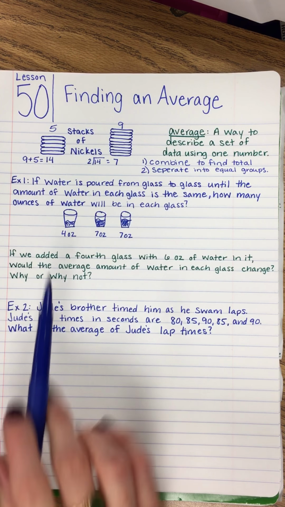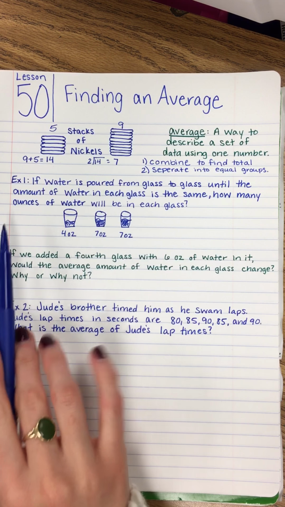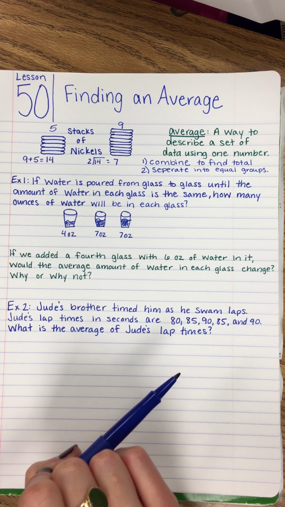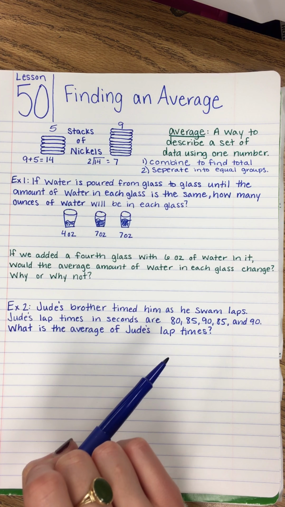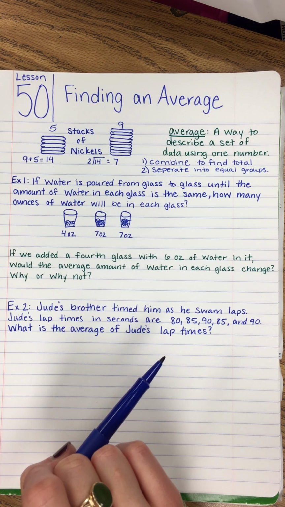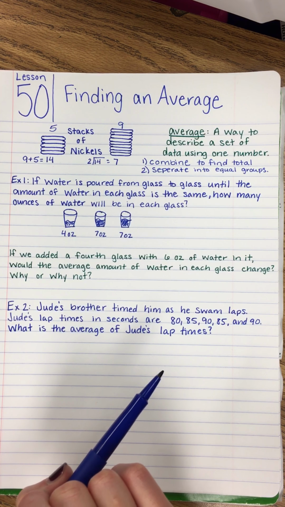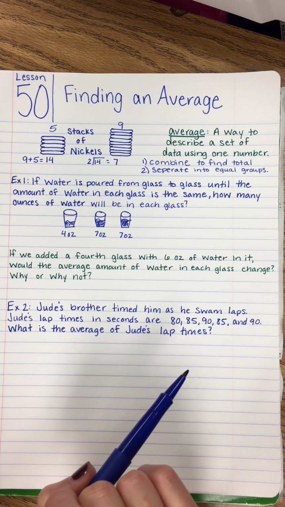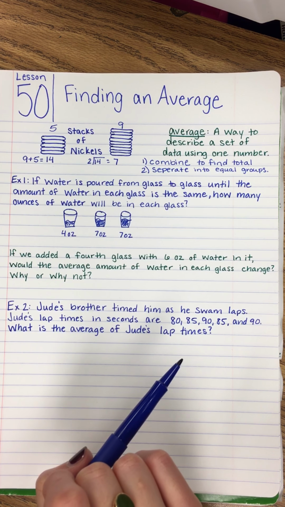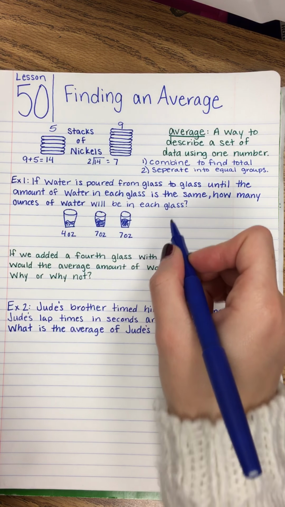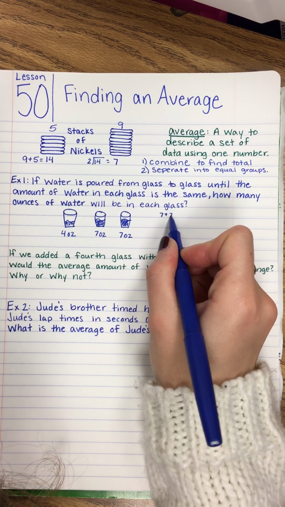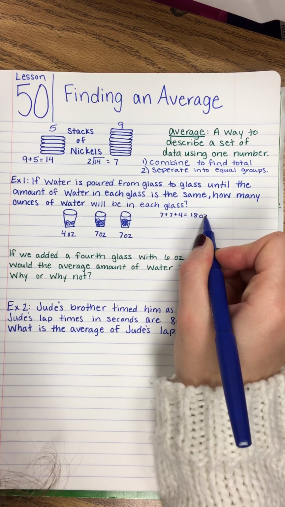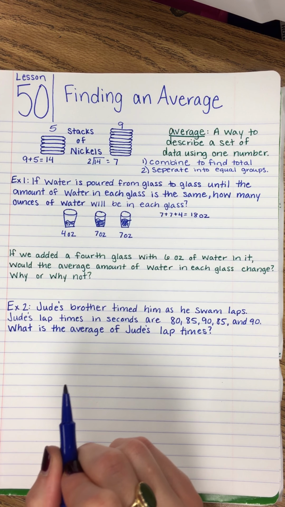Example 1. If water is poured from glass to glass until the amount of water in each glass is the same, how many ounces of water would be in each glass? Well, the total amount of water will be divided equally among the 3 glasses. Finding the total amount of water is a problem about combining. It has a sum and some more, which is an addition pattern. We add to find that the total amount of water is 7 plus 7 plus 4, which is 18 ounces.